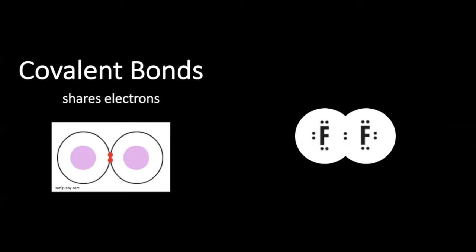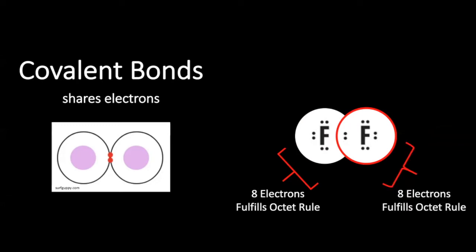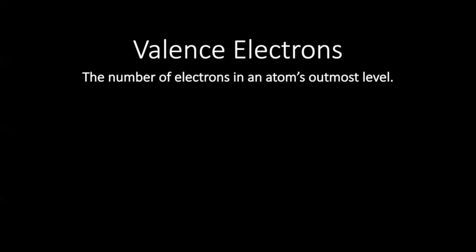Well, when we look at the first fluorine atom, it now has 8 valence electrons, thus satisfying the Octet Rule. When we look at the second fluorine atom, it also has 8 valence electrons, satisfying the Octet Rule again. When electrons are shared between nonmetal atoms, they are able to fulfill the Octet Rule without having to fully gain or lose electrons. The concept of valence electrons is crucial for covalent bonding as it was for ionic bonding.